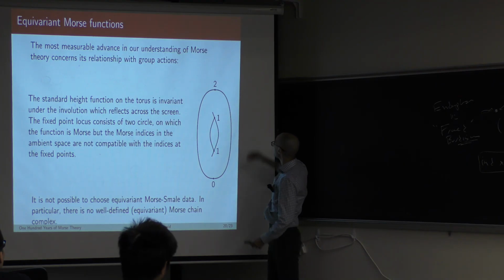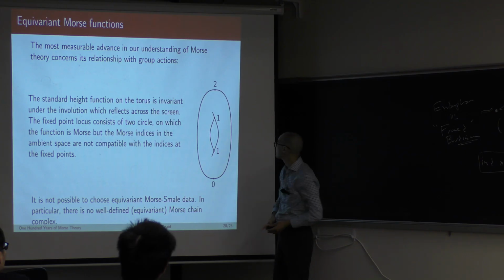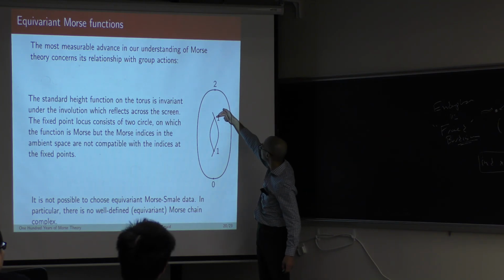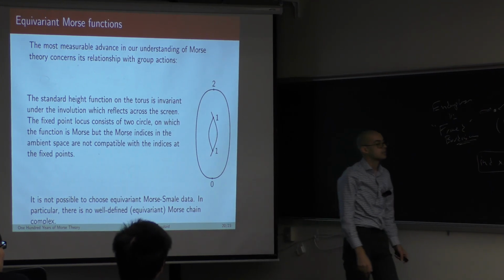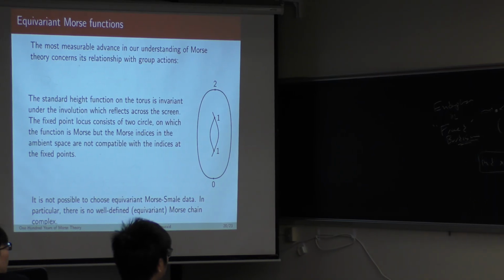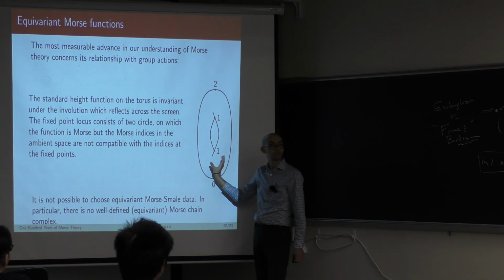So this height function has the same critical points over there. Now there is a problem, which is that the descending manifold of this index 1 critical point goes into the descending manifold of this index 1 critical point. That should not happen. If you do a small perturbation, you can get rid of this, but you cannot do it by a perturbation that keeps the symmetry.